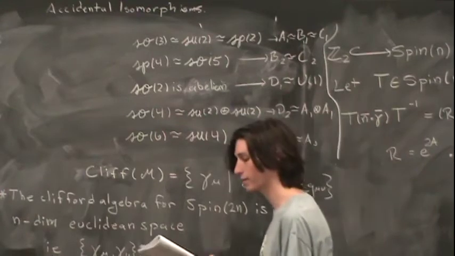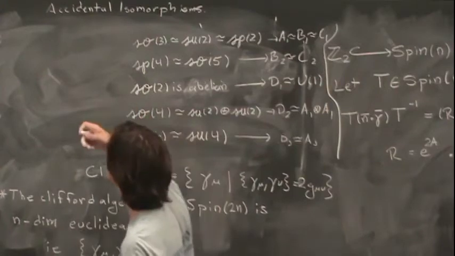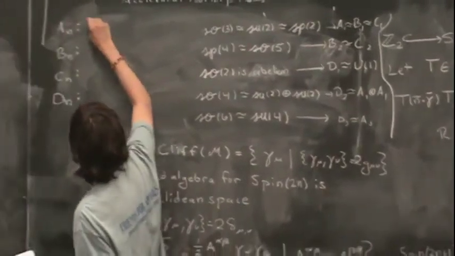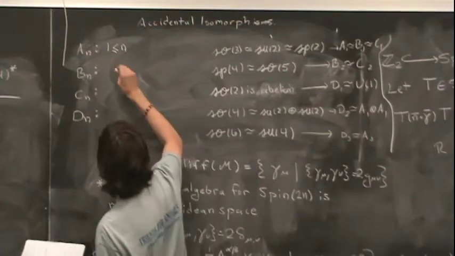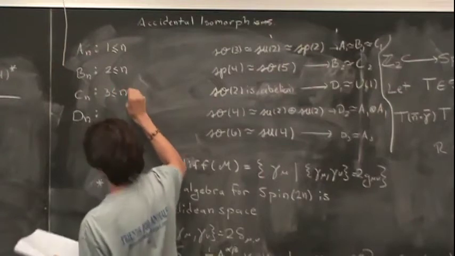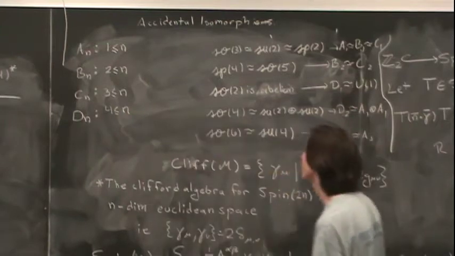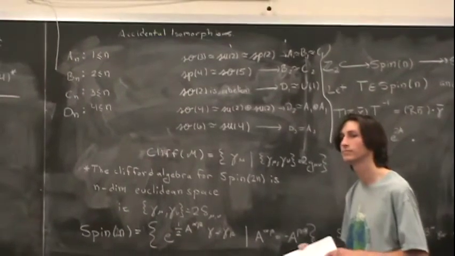To be clear, in order to avoid these, people usually enumerate these things in a certain order. Basically, An is unique if we start at 1. Bn is unique if we start at 2. Cn will be unique if we start at 3. And Dn will be unique if we start at 4. So these really are accidental and only exist in small dimensions.